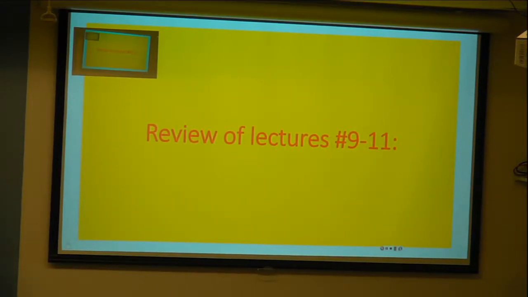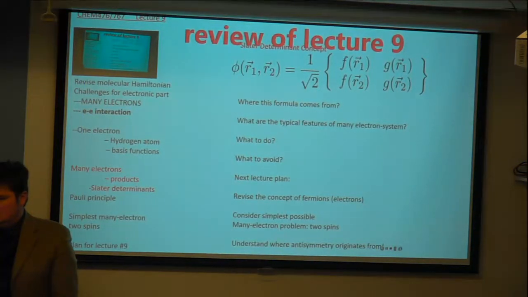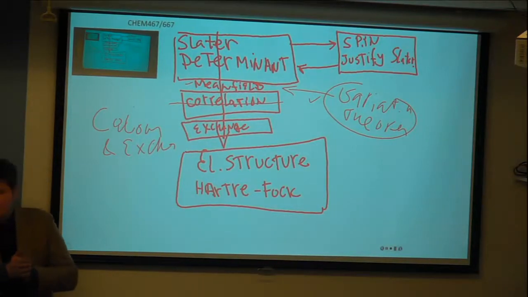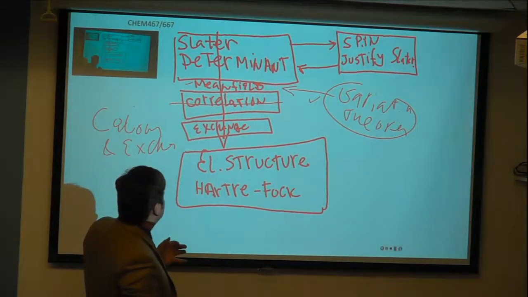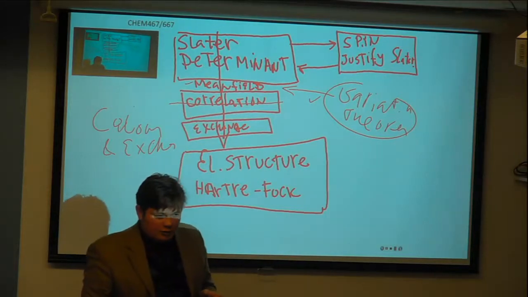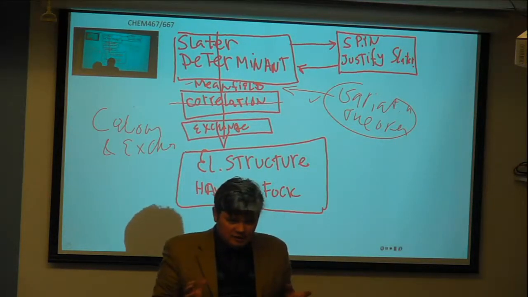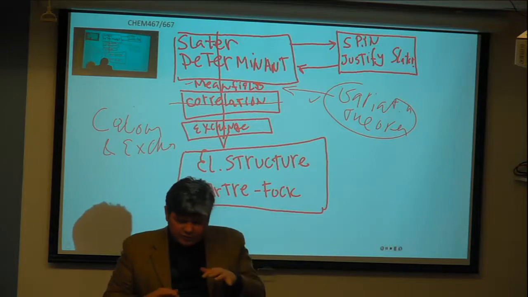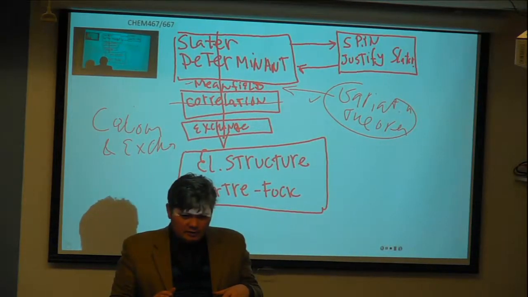What were we doing in the workshop? Slater determinant. And here is a very rough flowchart of what we are doing in the Hartree-Fock session in this chapter. So the goal is to get the total energy of a multi-electron system at low cost.